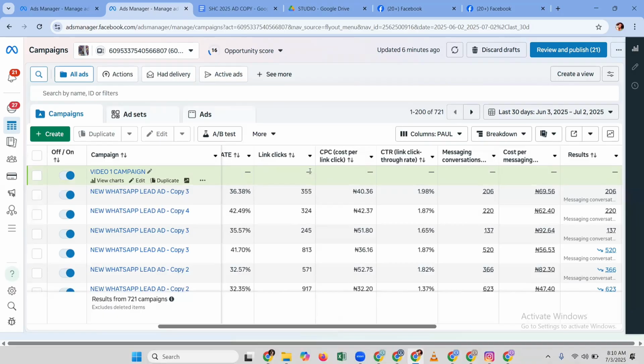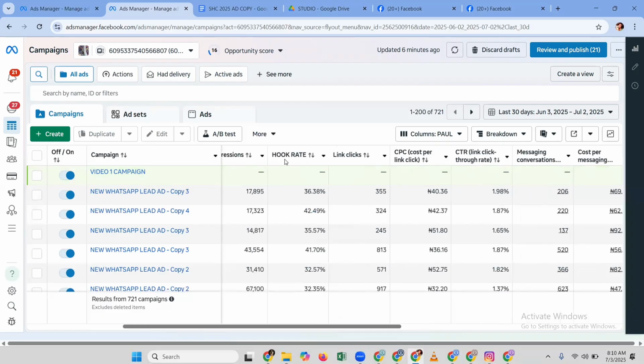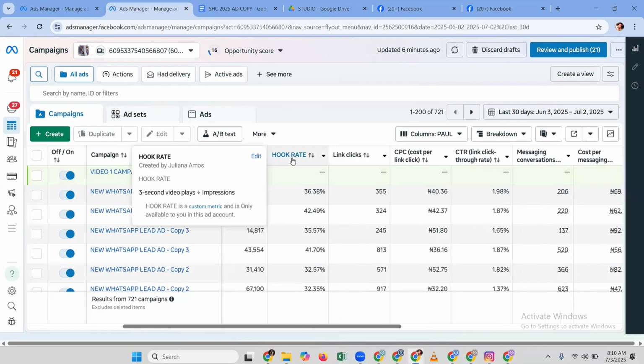Do you understand? Now, when you look at this, my primary metric number one is the hook rate. And don't worry, I'm going to show you everything you need to know about this. Number one is the hook rate. Like, what is the hook rate? The hook rate simply means the percentage of people who see your advert versus the percentage of people who watch the first 3 seconds. In other words, hook rate helps me to know how attention grabbing my Facebook advert is.